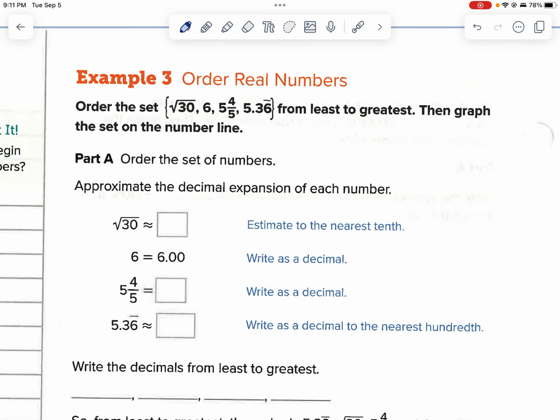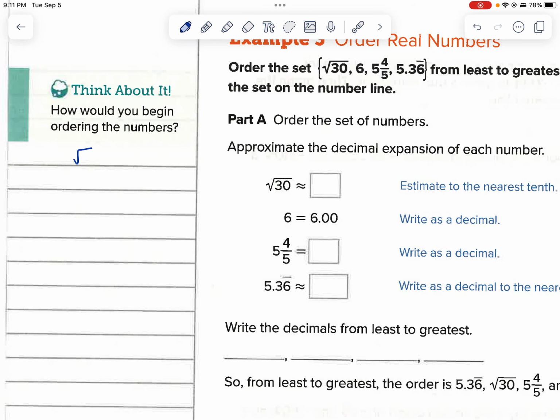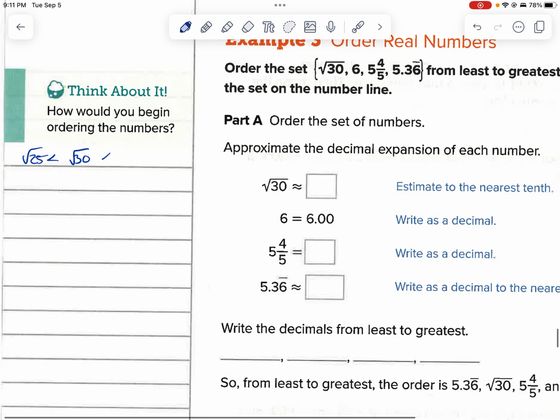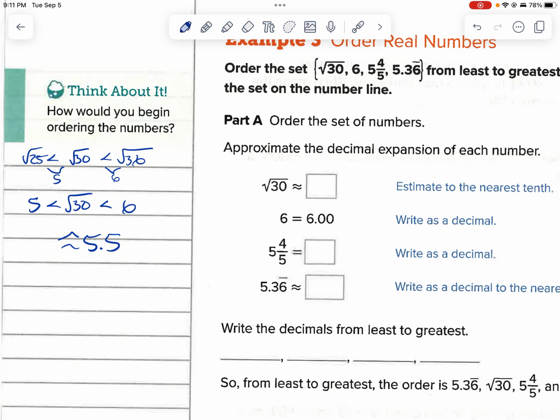So the square root of 30 is between the square root of 25 and the square root of 36. So this is going to be between 5 and 6. It's 5 away here. It's 6 away here. Oh, that's almost middle. So I'm going to actually say 5.5-ish. I'm going to go with 5.5.